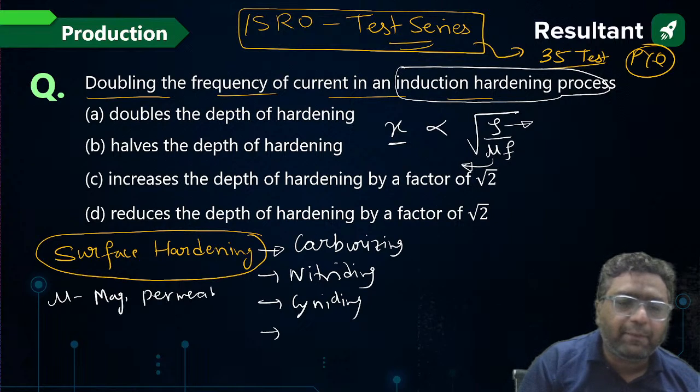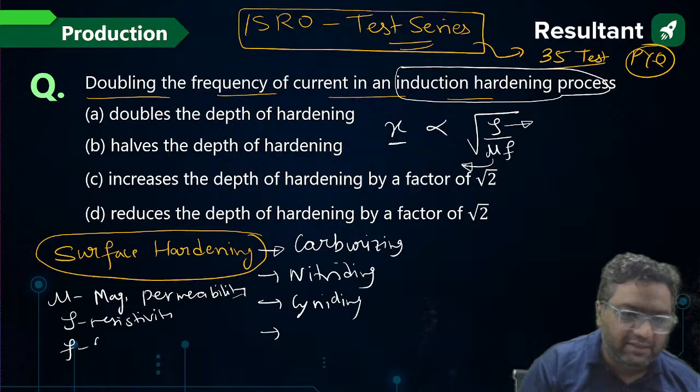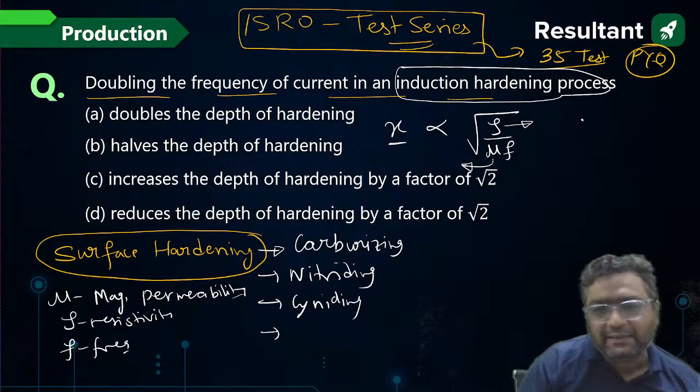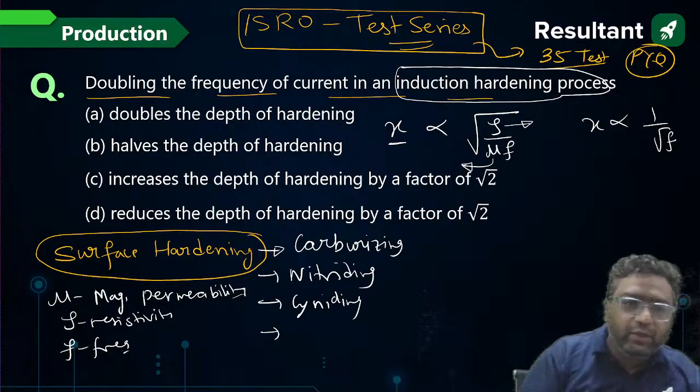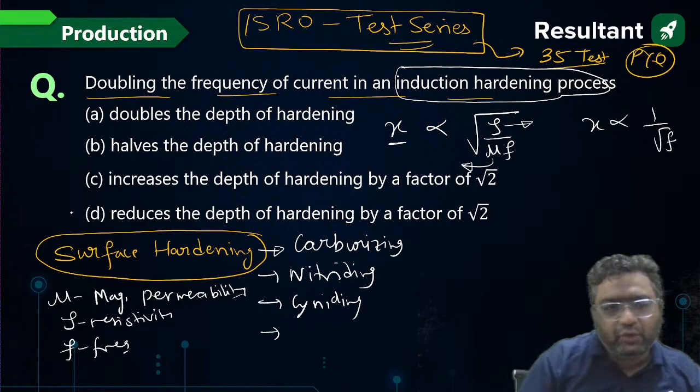So it is magnetic permeability. Rho is electrical resistivity, okay? And F is the frequency basically. So you can see X is inversely proportional to the square root of F. So if you are going to double the frequency, what is going to happen? You can understand it is going to reduce the depth of hardening by a factor of root 2.